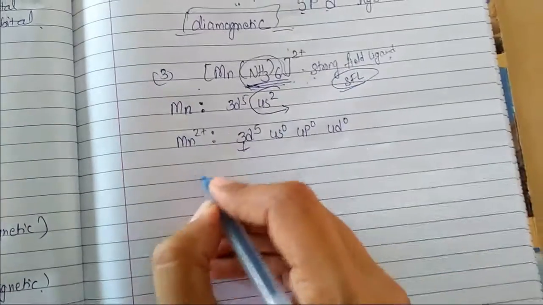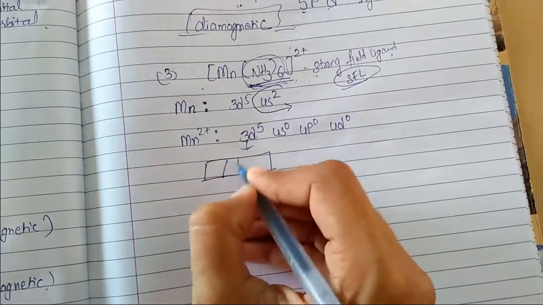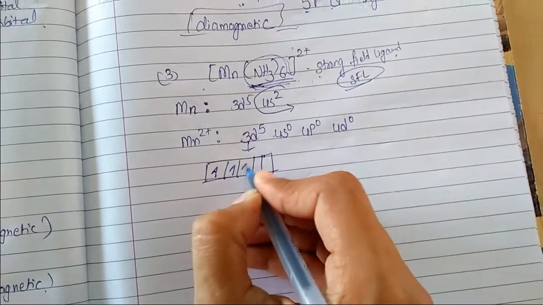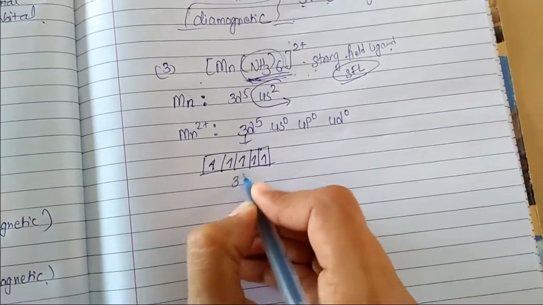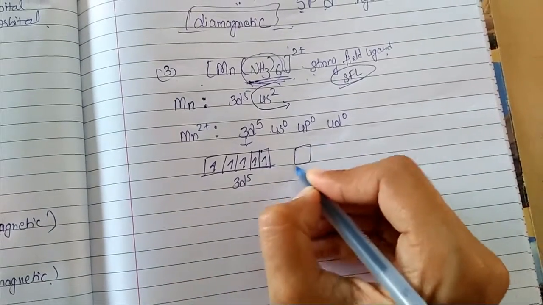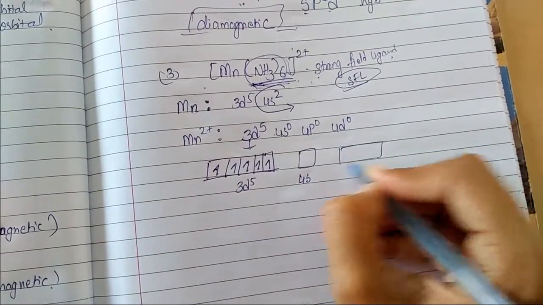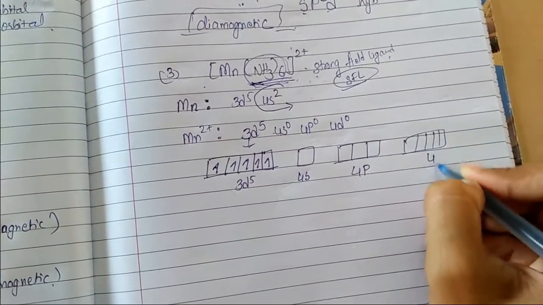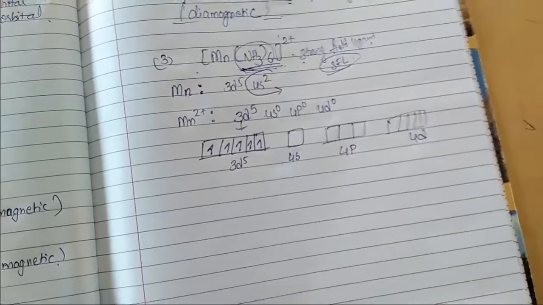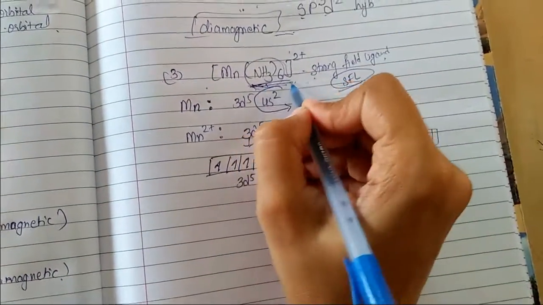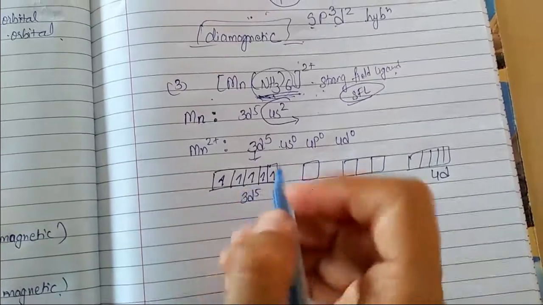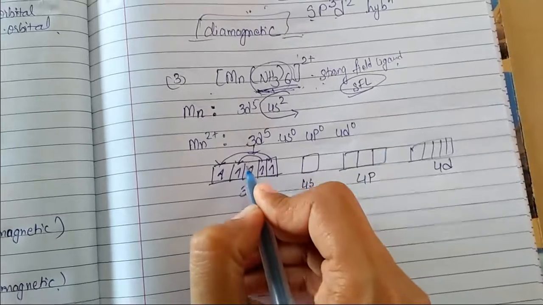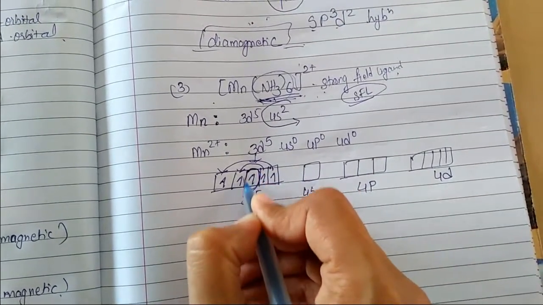Now let us generate the orbital structure. So here I am having 3d5. So 5 electrons are there, 1, 2, 3, 4 and 5. This is my 3d5. Here 4s, 4p and 4d. So what happened here? This amine is a strong field ligand, so it will try to pair up these electrons. So it will send this electron over here, this electron over here, and this one electron will remain over here.